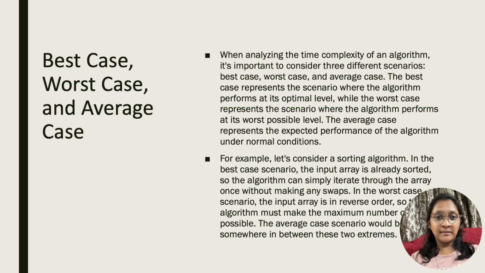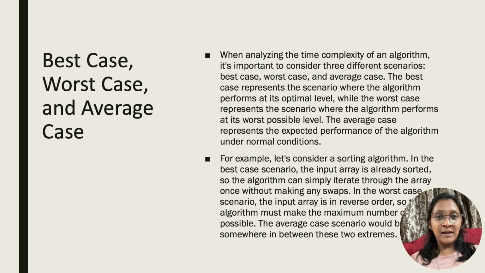When analyzing the time complexity of an algorithm, it's important to consider three different scenarios, that is best case, worst case and average case. The best case represents the scenario where the algorithm performs at its optimal level, while the worst case represents the scenario where the algorithm performs at its worst possible level. The average case represents the expected performance of an algorithm under normal conditions.